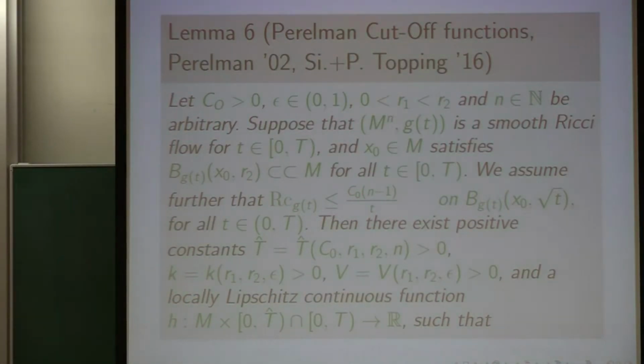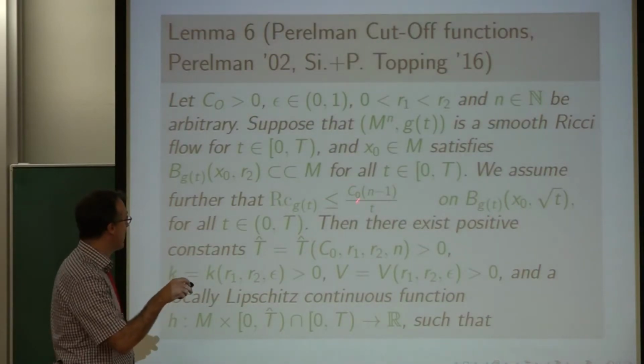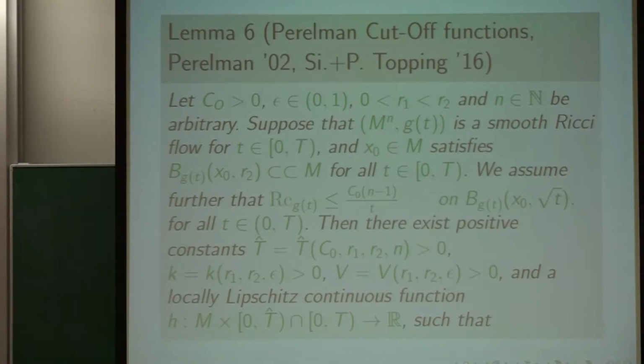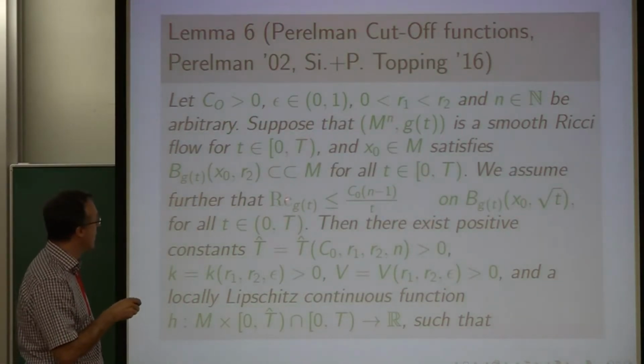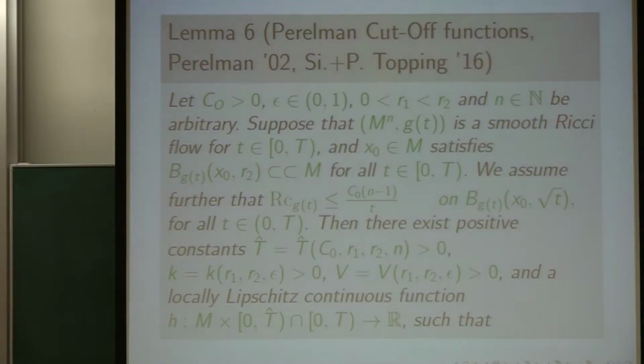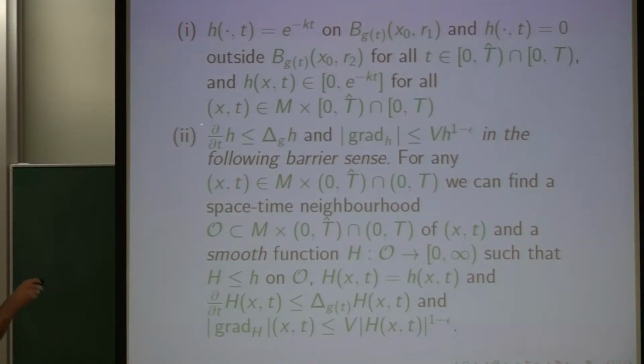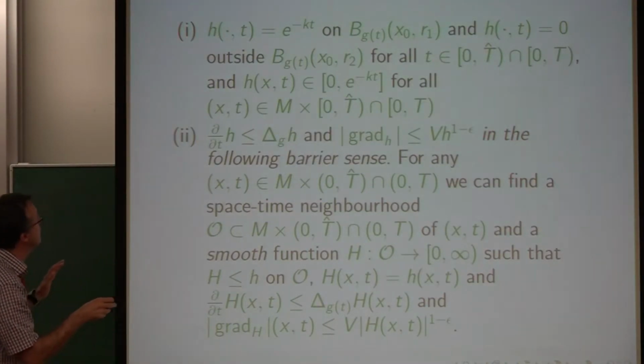So what we want to do is, even in this case, by the way, notice I have no bound from below on curvature or anything like that. So this is a very general situation. Just Ricci less than or equal to C0 n minus 1 on T. Nothing else. Once again, the balls are compactly contained in the M you're looking at. Then you can construct these cutoff functions, I call them H, which have these nice properties. The most important is that ddt of H is less than or equal to Laplace_g of H. So it's a subsolution of the heat equation. They're almost on the small ball, so you want to cut into a ball of radius R1, which is smaller than radius R2.